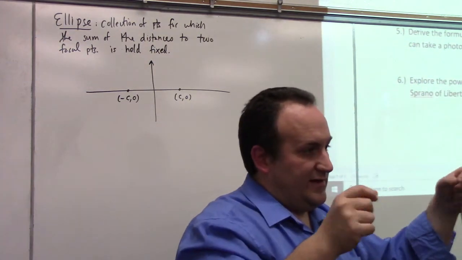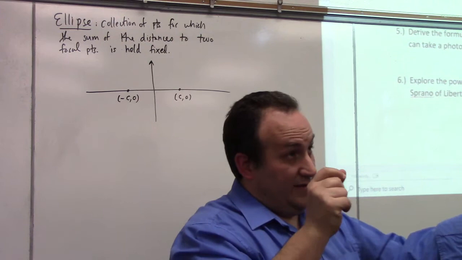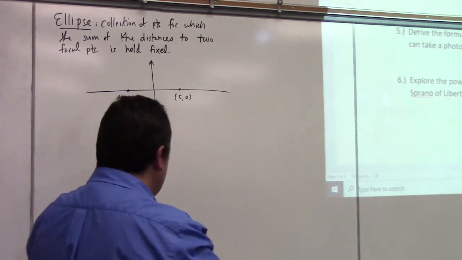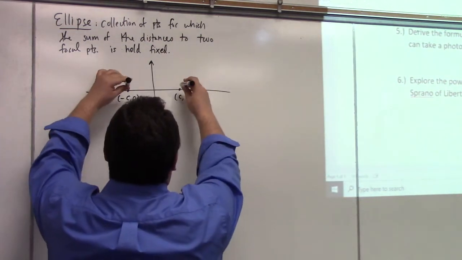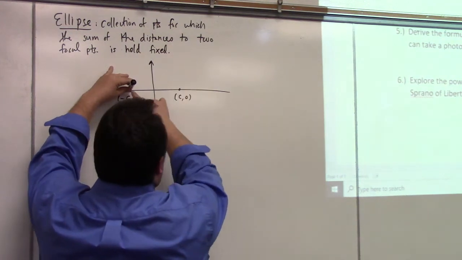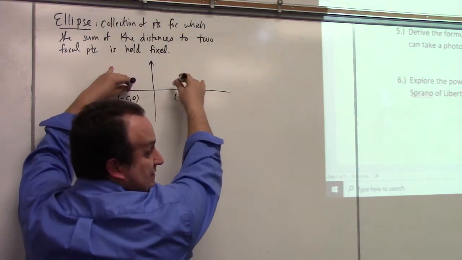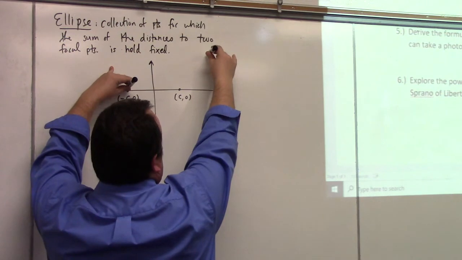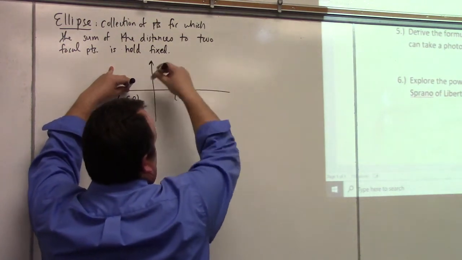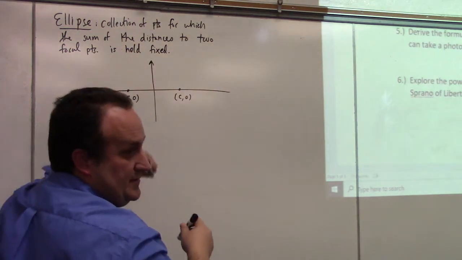And then if you just hold the string around those two things, that fixes the sum of the distances. It's how long the string is. If I hold the string around these two points, like in a loop, and I keep the string taut between those two points and just connect the other point, then the sum of those distances is going to be held fixed as the string moves around.